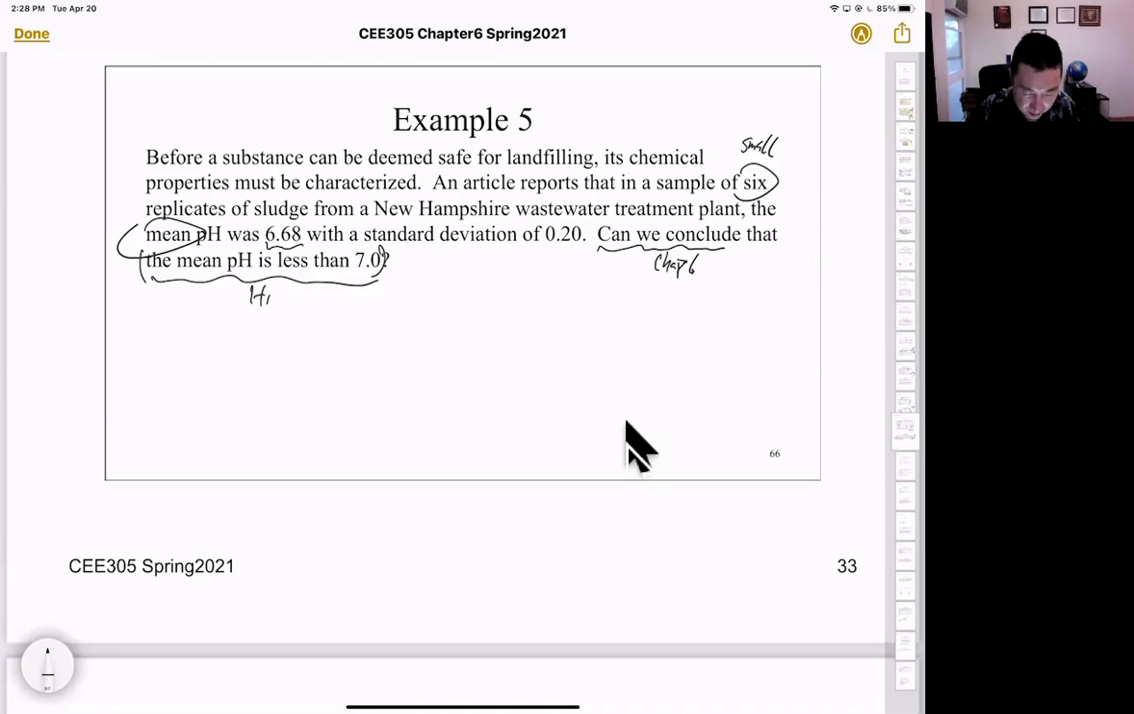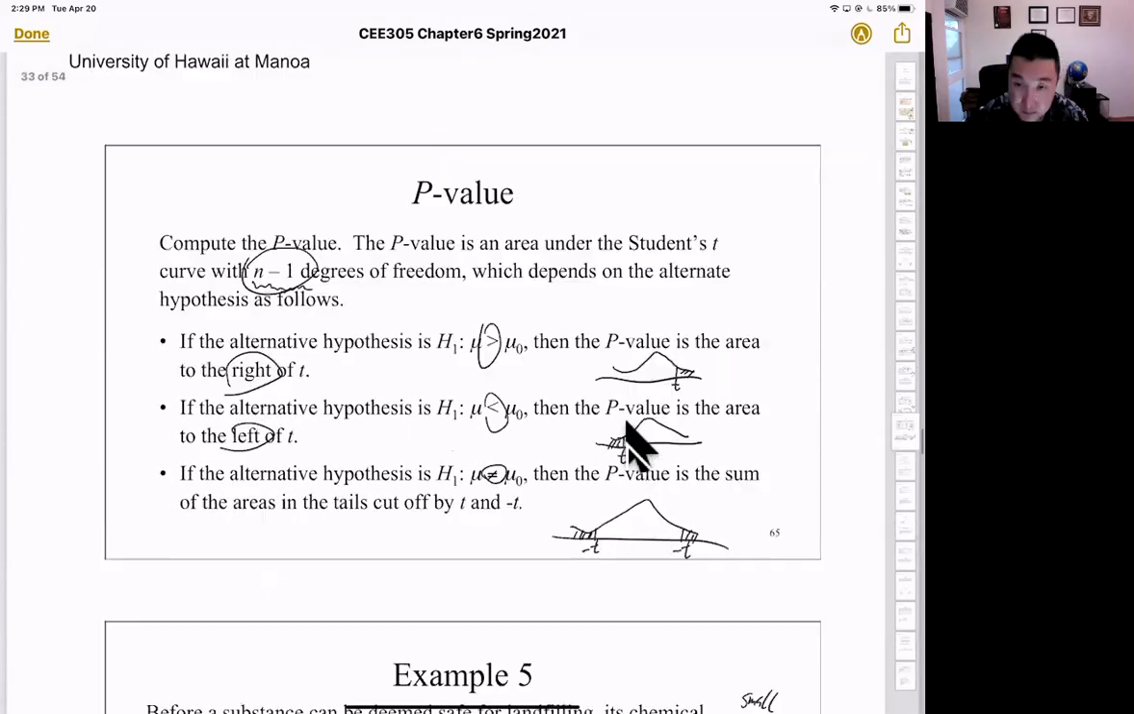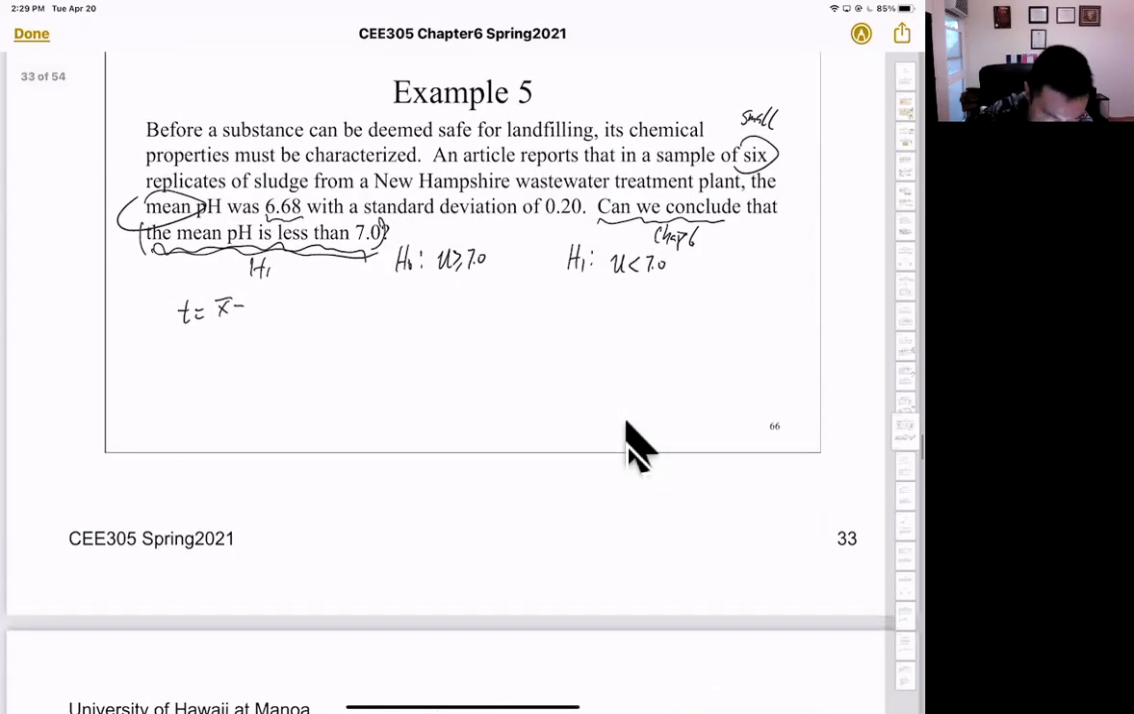Again, the first step is to set up H0 and H1. So H1 is here: the mean pH is less than 7.0, so mu less than 7.0. Then H0 will be mu larger or equal to 7.0. Then the next step is to calculate the t value based on the equation here.